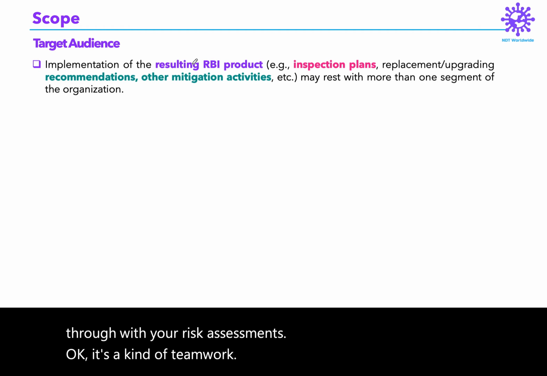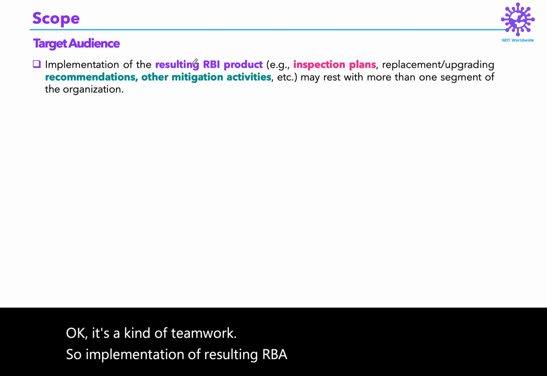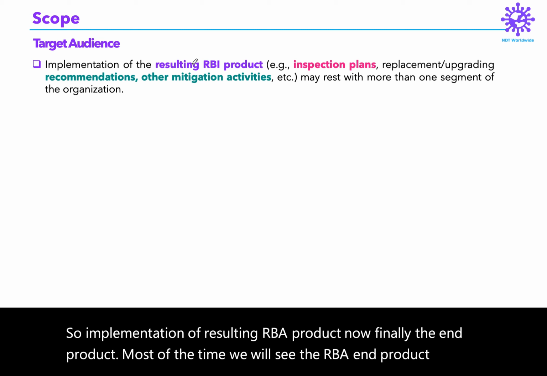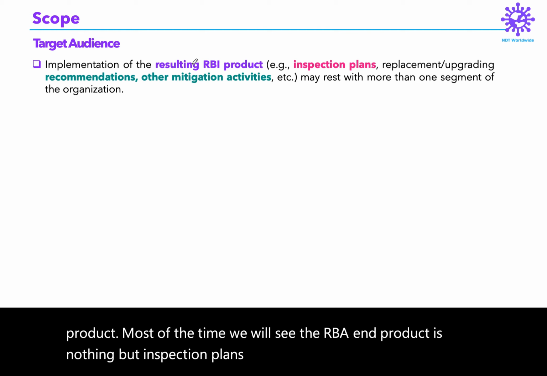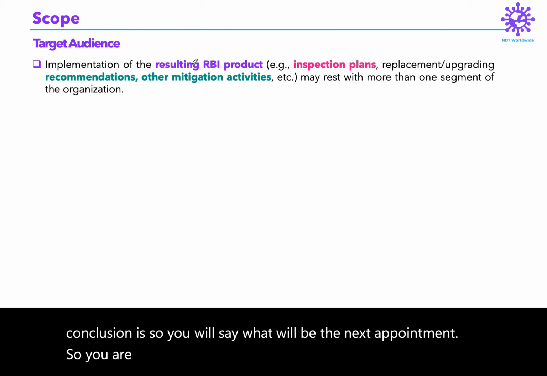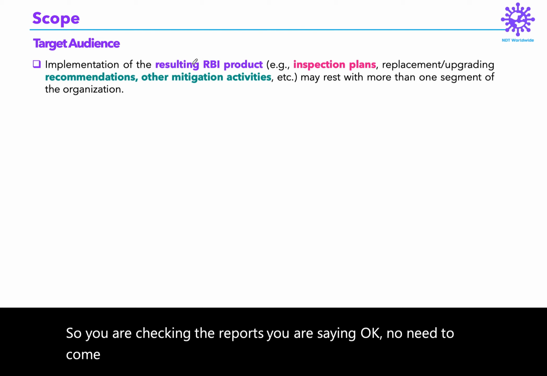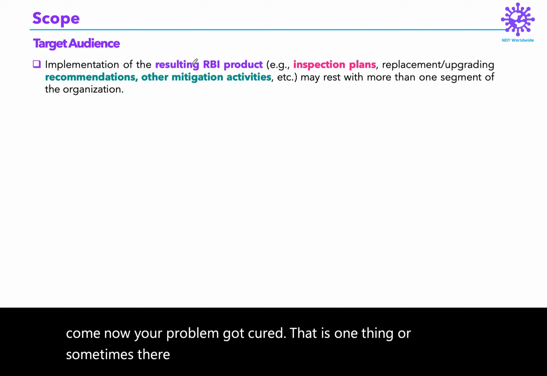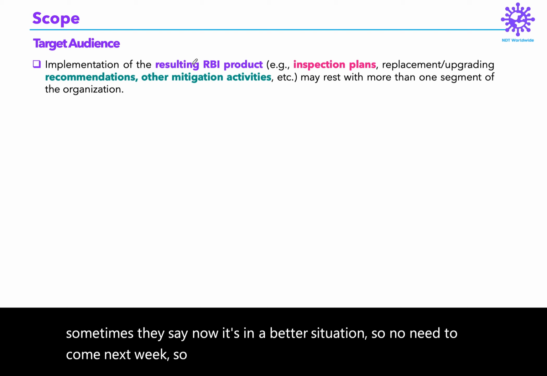So implementation of resulting RBI product. Finally the end product. Most of the time we will say the RBI end product is nothing but inspection plans. Same like a doctor. The final conclusion is when will be the next appointment. So you are checking the reports. You are saying, okay, no need to come. Now your problem got cured. That is one thing. Or sometimes they'll say, now it's in a better situation, so no need to come next week. You can come after 3 months. We'll see the report again.